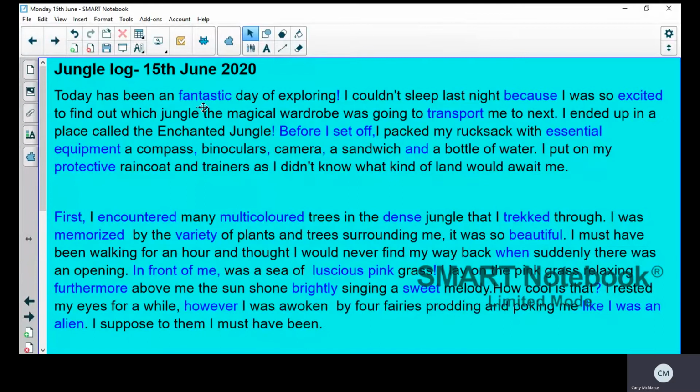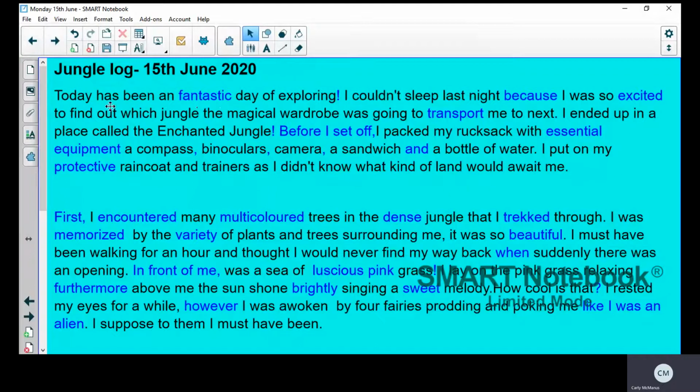I put, today has been a fantastic day of exploring. I couldn't sleep last night because I was so excited to find out which jungle the magical wardrobe was going to transport me to next. I ended up in a place called the Enchanted Jungle. Before I set off, I packed my rucksack with essential equipment, a compass, binoculars, camera, a sandwich and a bottle of water. I put on my protective raincoat and trainers as I didn't know what kind of land would await me.